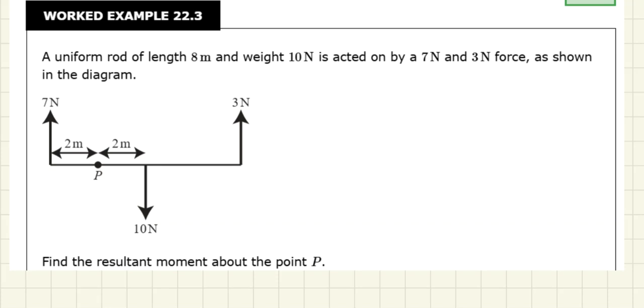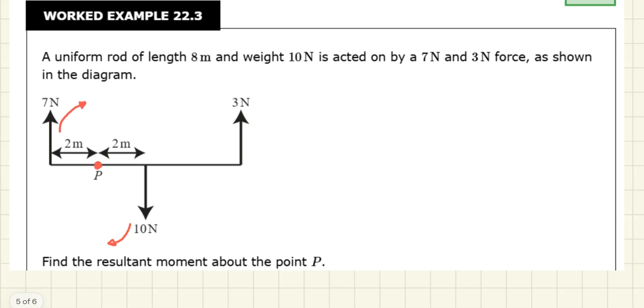So you've got a rod, you've got point P, you've got distances, you've got your weight, you've also got two forces being applied at either end. I'll do this bit with you, but you can do the rest. So about point P, which direction is this 10 newtons going to be going? That's going to be a clockwise one. This 7 Newton one is also clockwise about this point.